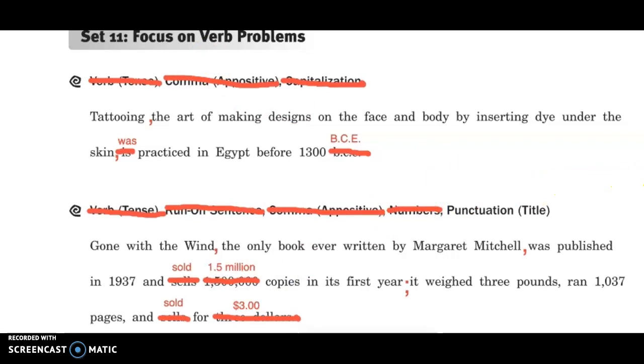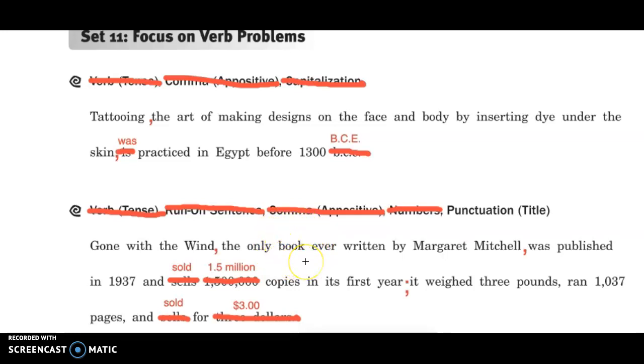And lastly, I have to add punctuation to show that I have a title in my sentence. My title of the sentence is Gone with the Wind. Now, if I'm not really sure if I have to use quotation marks or underlining, I need to look for clues in the sentence. The author of the sentence did give me a clue when they wrote the word book.